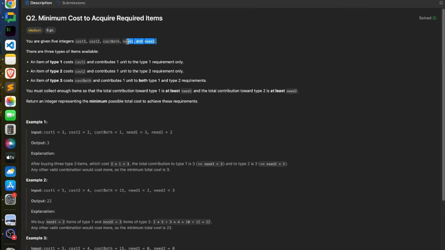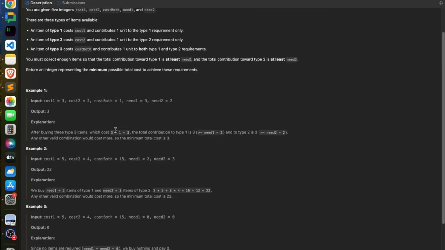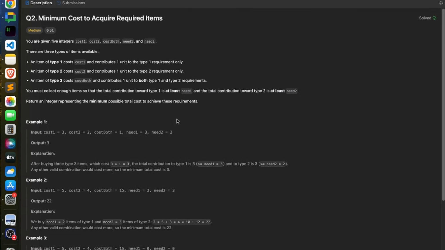So we have to fulfill these two requirements. Your need 1 must be fulfilled and need 2 must be fulfilled. Yeah, it's an easy problem also. Let's see how we can approach it.